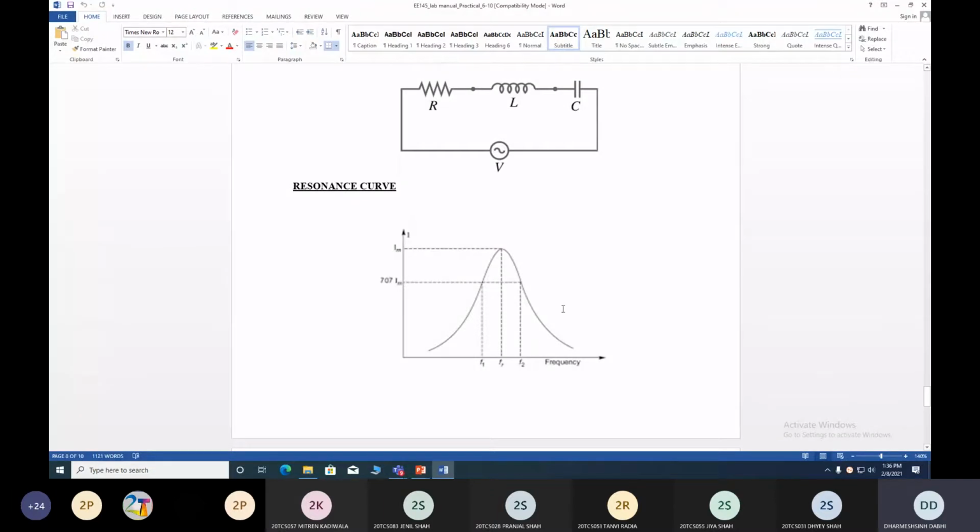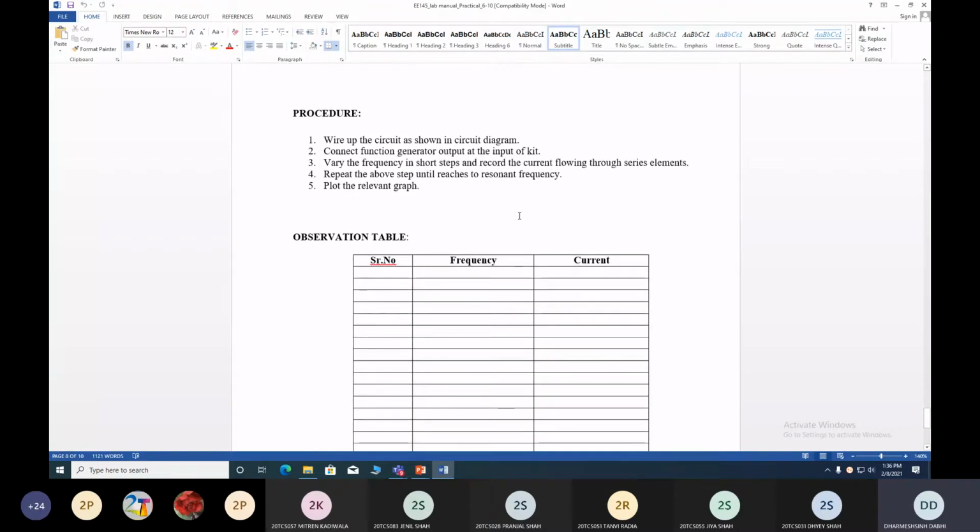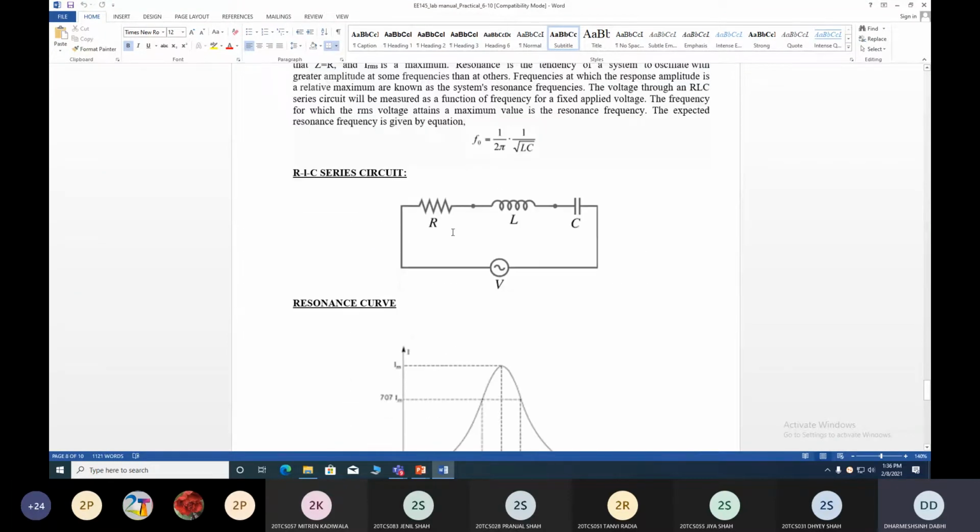First you calculate the value of resonant frequency from the given values of L and C in the circuit. Here we have an observation table in which we write down the frequency and the magnitude of current flowing into this circuit. We have an AC source of different frequency generator. We generate the AC source at different frequencies and check at which frequency you get the maximum current from this circuit. That frequency is called the resonant frequency.